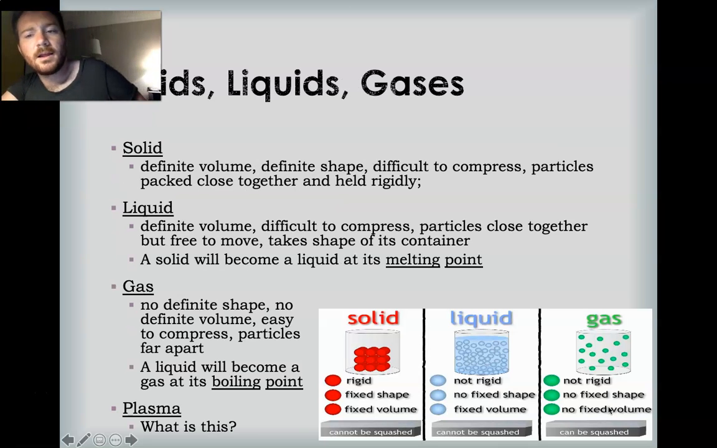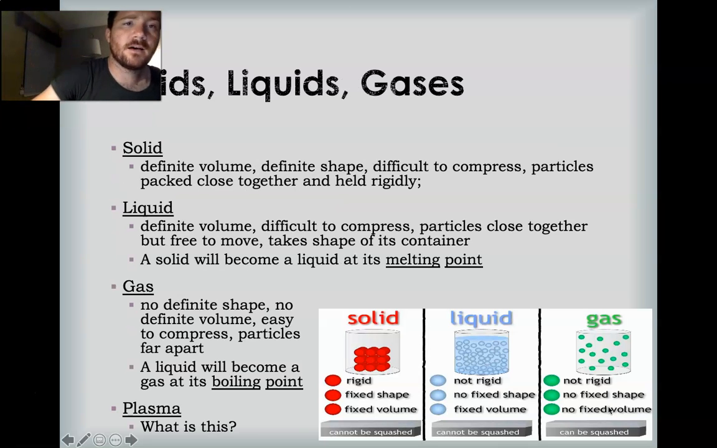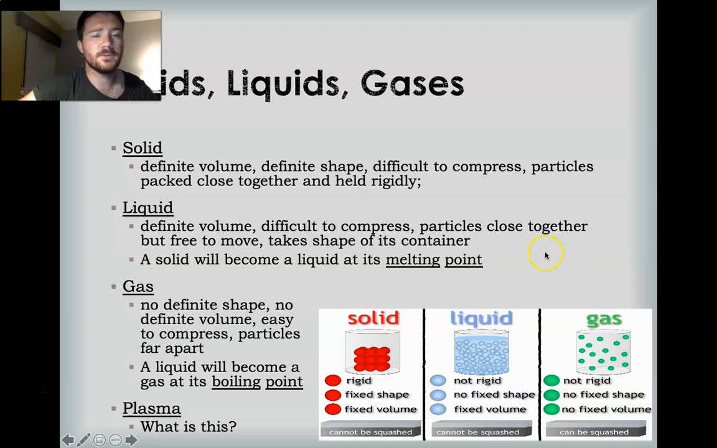And I'll describe these things in detail: solid, liquid, gas, plasma. Solids have definitive volumes and shapes. They're difficult to compress, and they're packed pretty close together. Liquids have a definitive volume, but no definitive shape. The liquid just takes the shape of its container. A solid will become a liquid at its melting point.